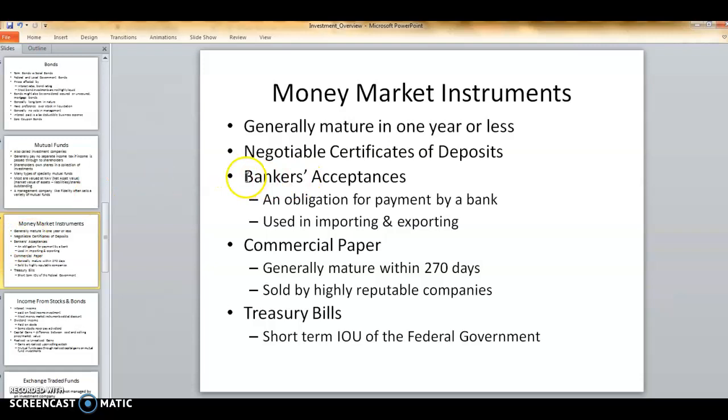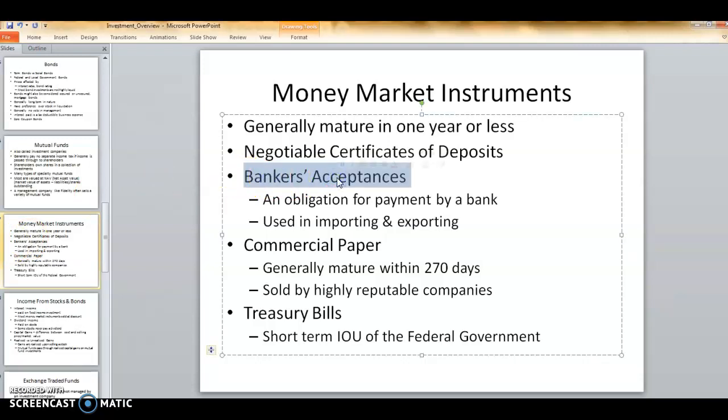Banker's acceptance is a short-term IOU that's involved in an import-export transaction, and basically you help to fund the money up front for that short-term import-export transaction. Once the transaction is finally completed, you'll be paid off by the bank, right?